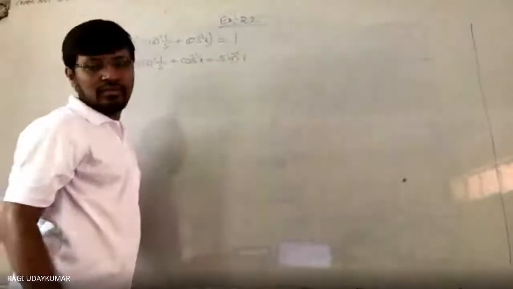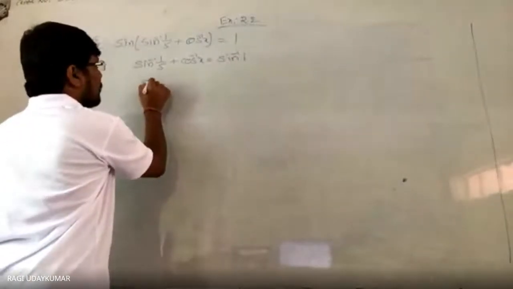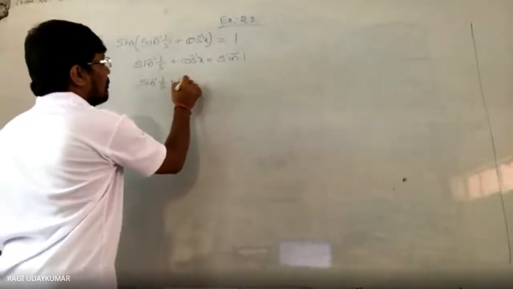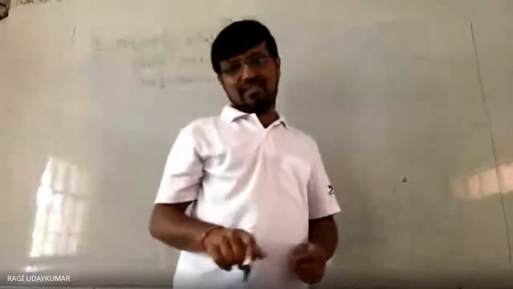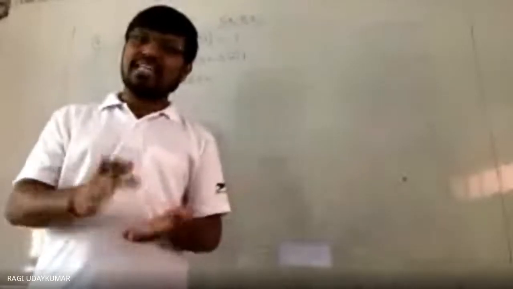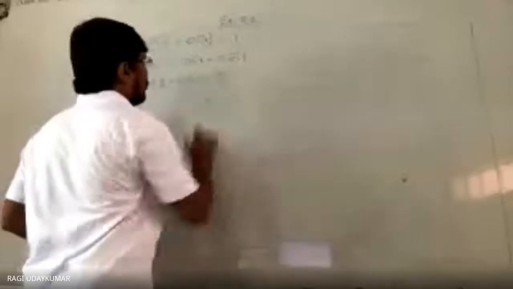So what is the sin inverse 1 value? Anurag? What is sin inverse 1? It's pi by 2. Sin pi by 2 is equal to 1, so sin inverse 1 is equal to pi by 2. So this is pi by 2.